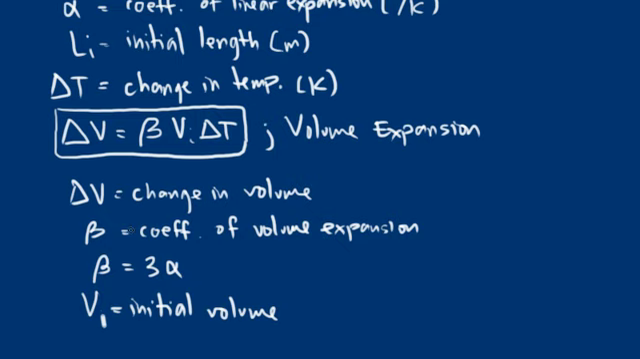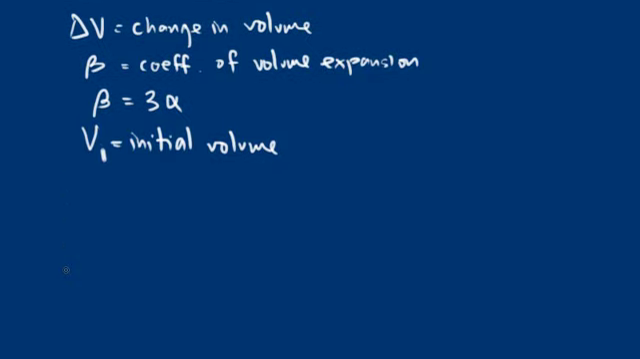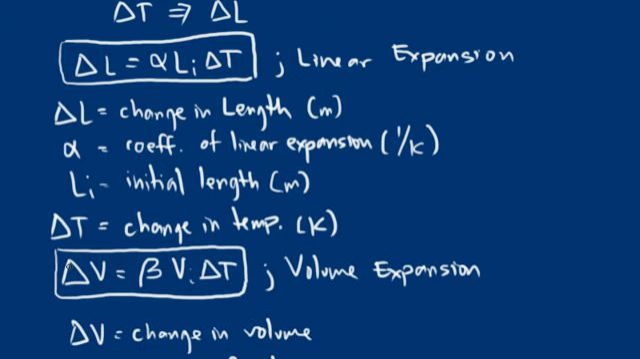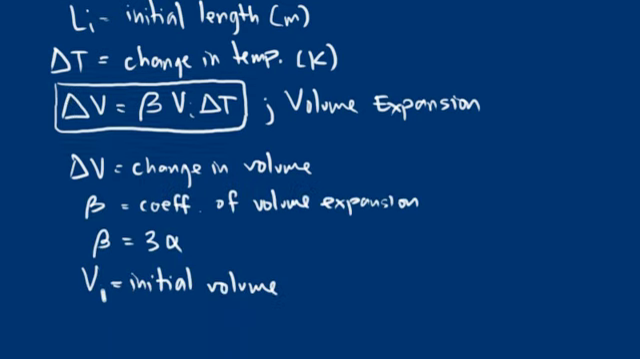So there could be problems wherein beta is not given, and you'd be asked for the volume expansion, but instead of the coefficient for volume expansion, you're given the coefficient of linear expansion. To solve those problems, you just multiply the coefficient of linear expansion by 3, and then you will get the coefficient for volume expansion. It's very simple, easy peasy, nothing to worry about. Also, this is for solids. We use these two formulas, linear expansion and volume expansion, for solids.